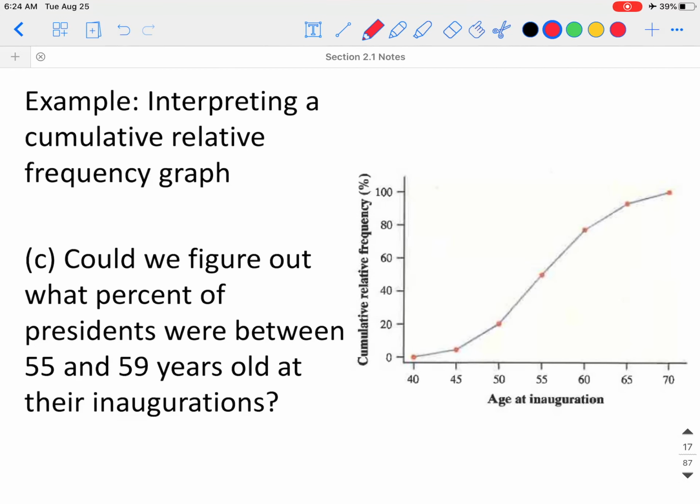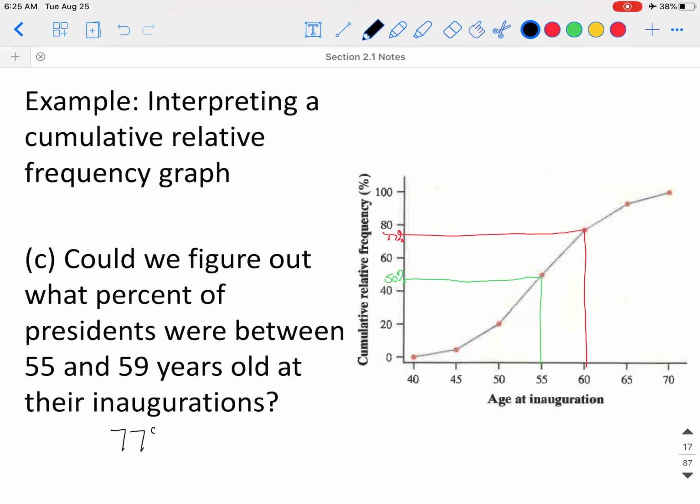Could we figure out what percent of presidents were between 55 and 59 years old at their inauguration? So we can see at age 60, if we take this over, we are about 77%. And at age 55, if we take that over, we are at about 50%. So between those two ages, between 59 and 55, we would just need to subtract those.